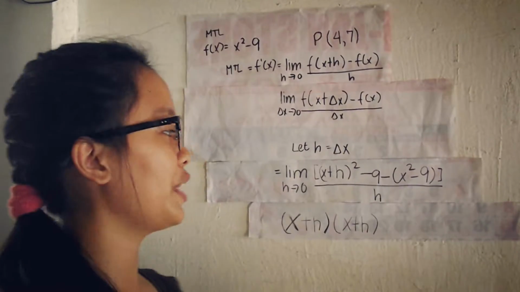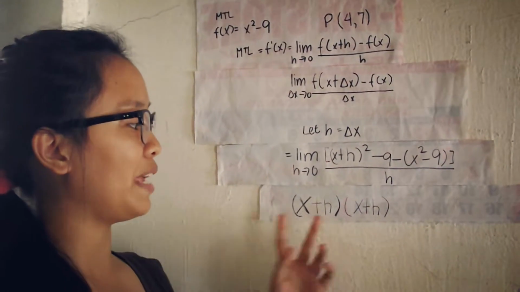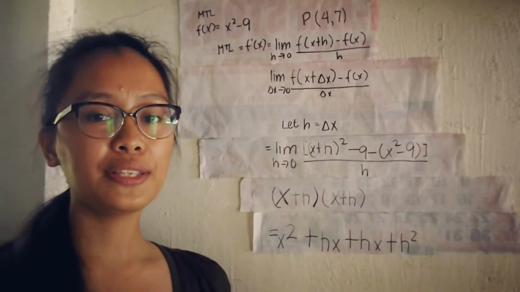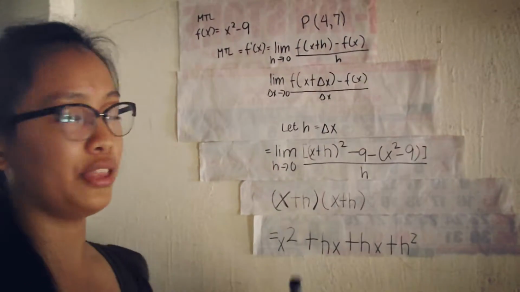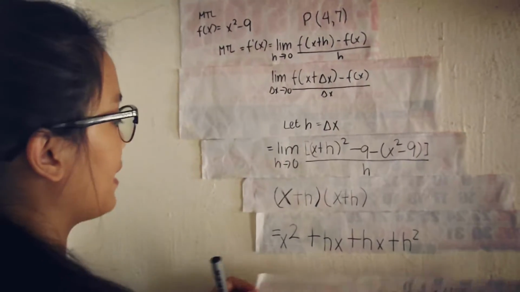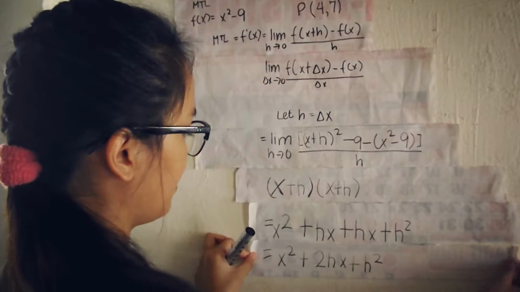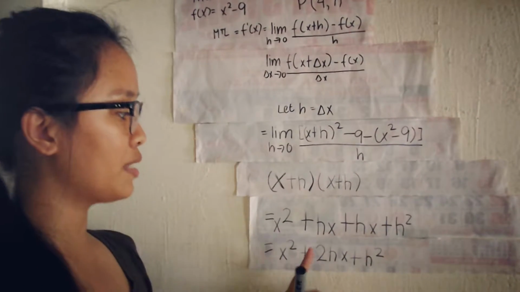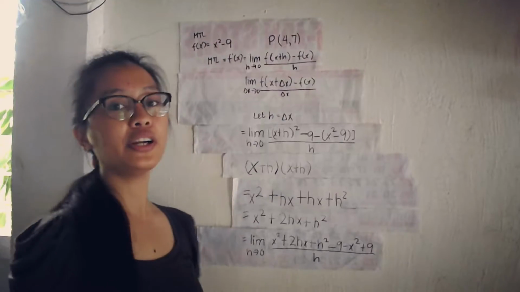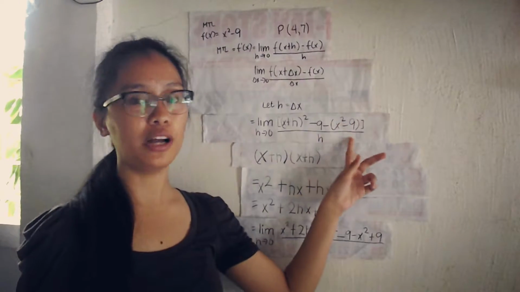So we are going to expand this one into this one. We are just going to multiply the two, which is x plus h times x plus h. Using the FOIL method, we will come up with this one. So after we simplify everything, we will get this resultant answer. So x squared plus 2hx plus h squared. Since we are done simplifying this, we are going to proceed simplifying this one.